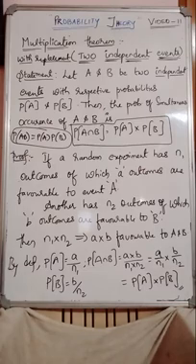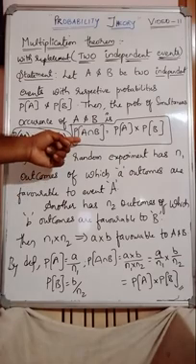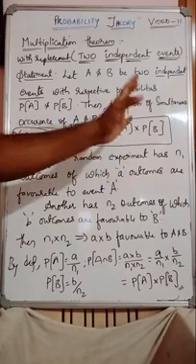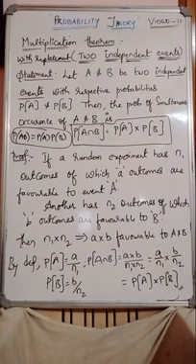So split that one, A∩B by n1 into n2, A by n1 into B by n2, that is nothing but P of A into P of B, totally independent events with respect to probabilities. Therefore, for two independent events, in the multiplication theorem, the form is P of A intersection B equals P of A into P of B. I hope I am clear, guys.